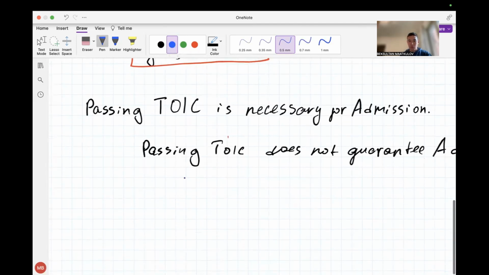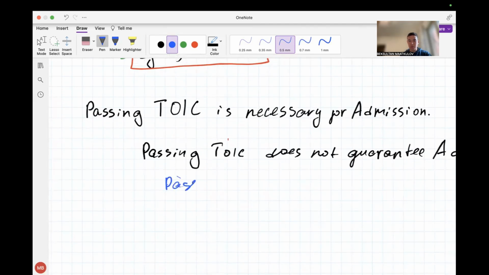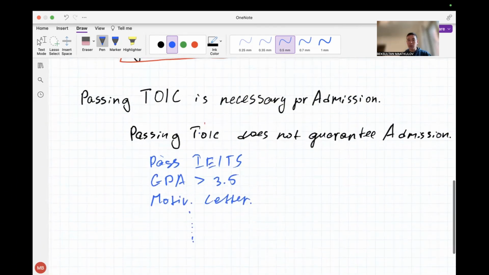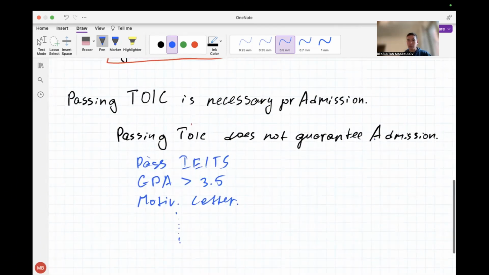let's say you have to pass IELTS. Your GPA should be more than 3.5. Let's say you need to write a motivational letter, and so on and so forth. Like, only having TOLC does not guarantee admission, right? Because there could be other necessary conditions like passing IELTS, having a GPA more than 3.5, and writing a motivational letter. So this is the first point.